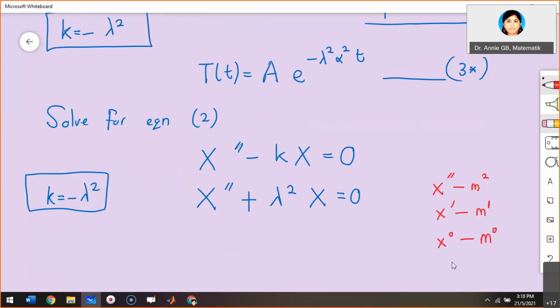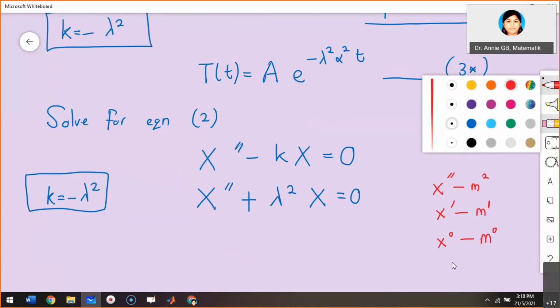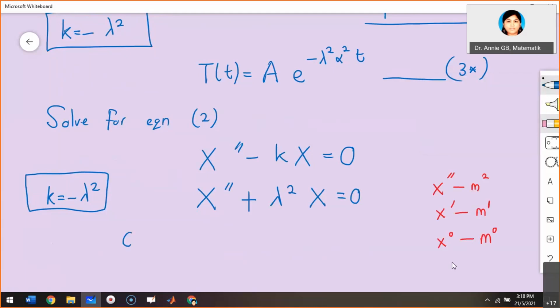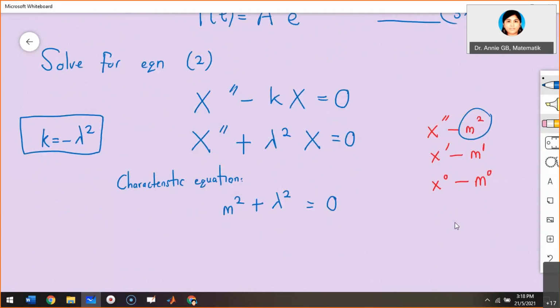Okay. So meaning, kita equation ni, characteristic equation dia, okay, we have M squared for X double prime, M squared, plus lambda squared. X ni, kita ada M to the power of 0, which is 1, right? So tak adalah. So sama dengan kosong. This is my characteristic equation. Okay, ODE. Now, let's look at the solution for this.